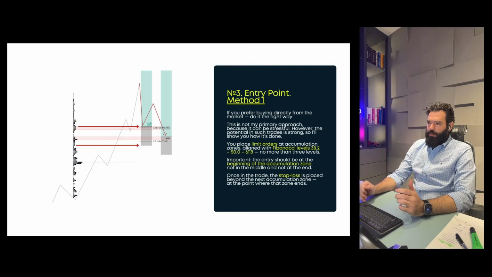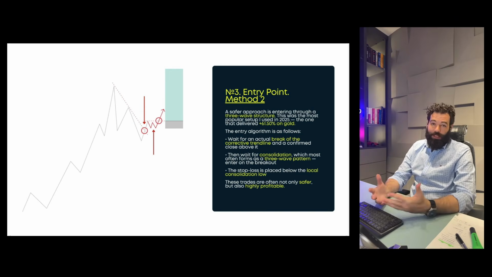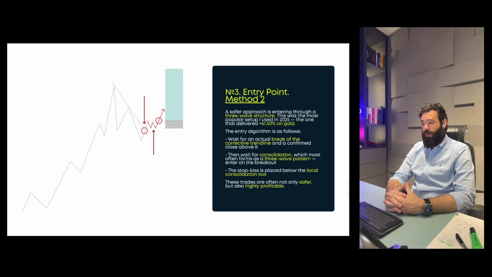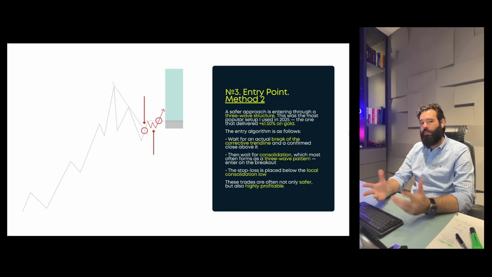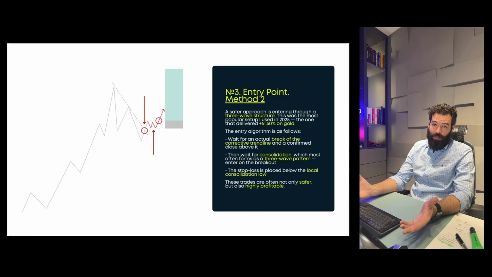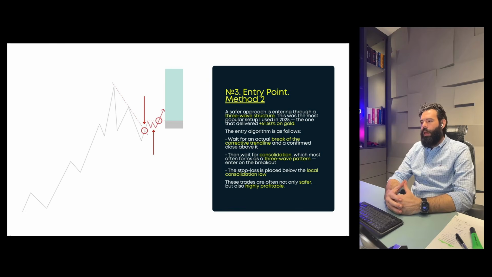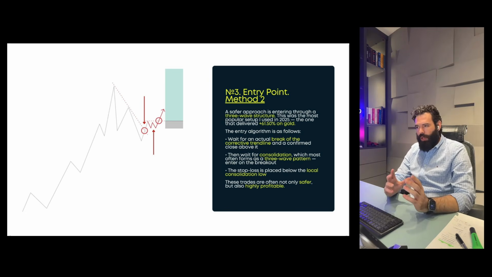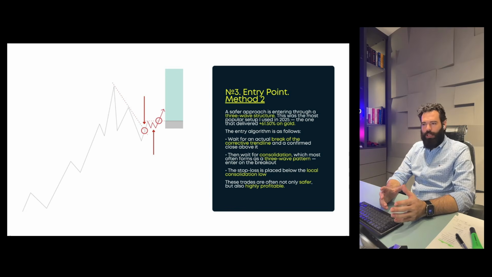And the second method, which I personally use, is safer. It's entering through the 3. This is the most popular method that I used in 2025 and which in fact brought me 61.5% profit on metals. And the algorithm for this entry is as follows. We wait for an actual breakout of the trend line for the corrective move and for it to hold above. That's the first arrow. Next, we wait for a consolidation, which most often forms as a 3. This is the second arrow, and we enter on the breakout.